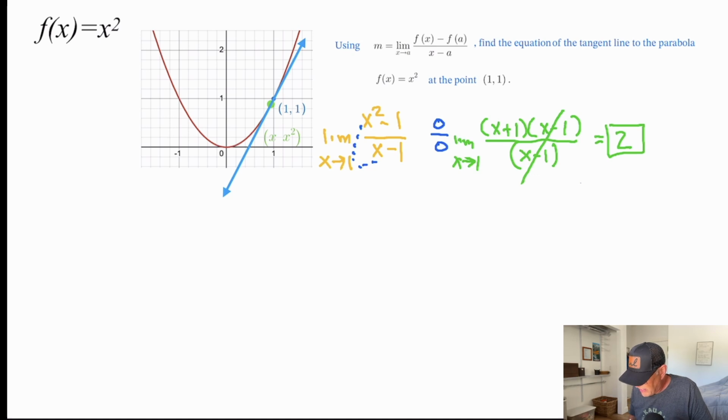Well, let's see if that makes sense. So from here to here's another point on the line. Looks like I go up 2 over 1. So it seems very reasonable.